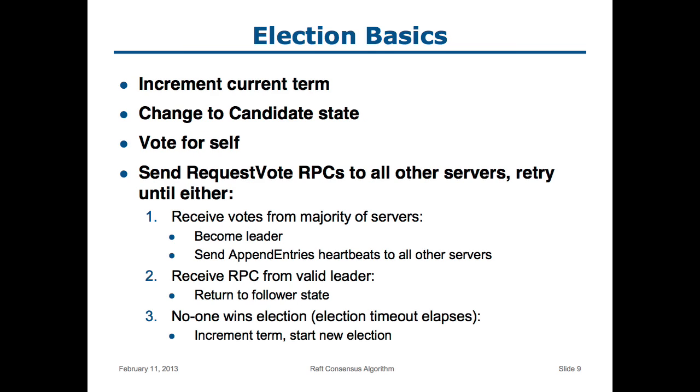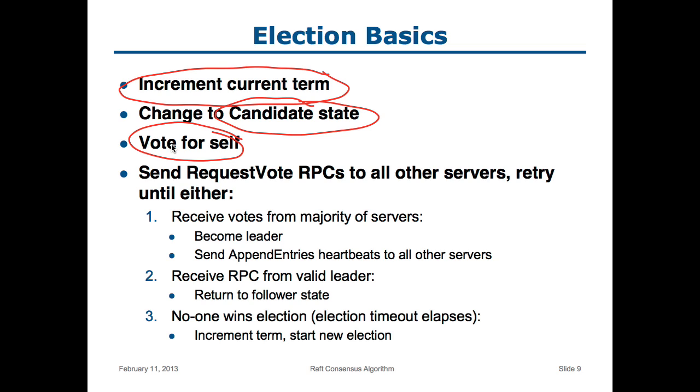Now let's talk about how an election works. When a server begins an election, the first thing it does is to increment its current term value. This produces a new value for the term larger than anything it has seen before. And remember, the first thing that happens in every new term is we hold an election. The server then converts itself from follower state to candidate state. In this state, its goal is to get itself elected as leader. And in order to do that, it needs to receive votes from a majority of the servers in the cluster. The first thing the candidate does is that it votes for itself. Then it sends out remote procedure calls to all of the other servers, asking them for their votes.